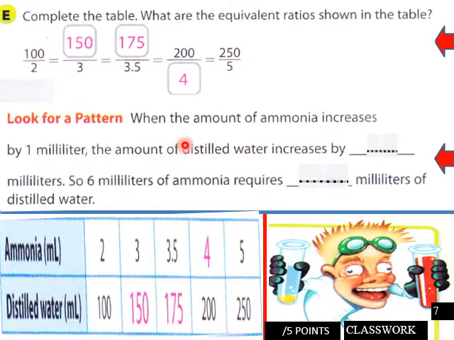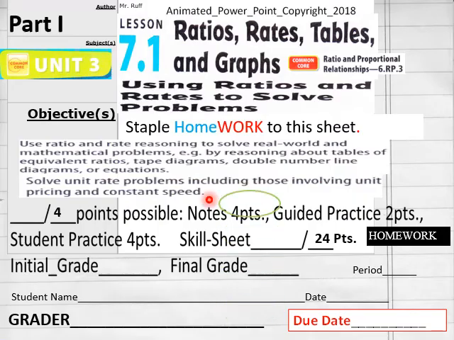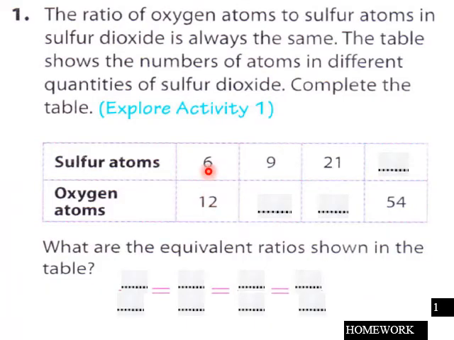Look for a pattern. When the amount of ammonia increases by 1 milliliter, the amount of distilled water increases by, class, 50 milliliters. So 6 milliliters of ammonia requires blank milliliters of distilled water. How much? It would be 300. Then we go into our homework.